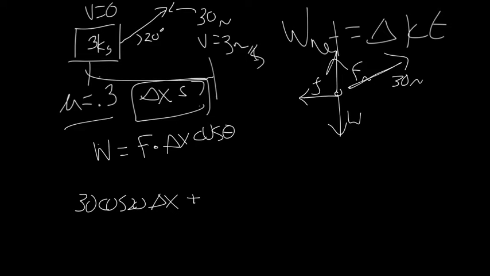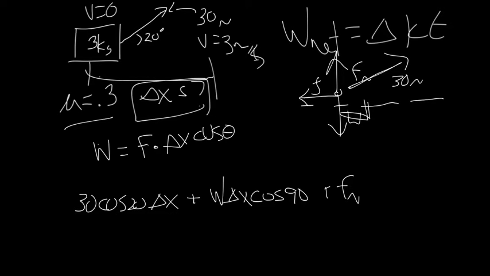And then if we look at friction, well, let's do the weight now. So we have the weight times the displacement times the cosine of the angle between them. In this case, if the displacement is this way right here, the angle between the displacement and the weight is 90 degrees, so it'd be cosine of 90. We'll do the same for the normal force. That will also be 90 degrees.